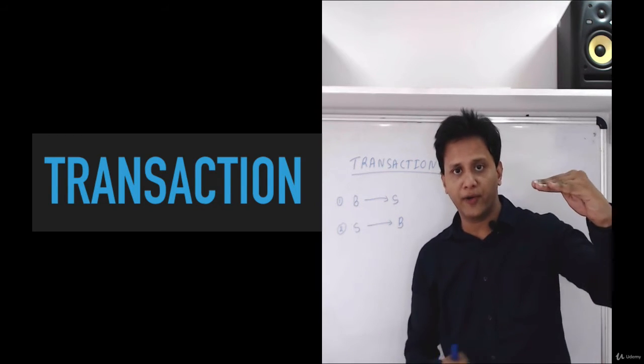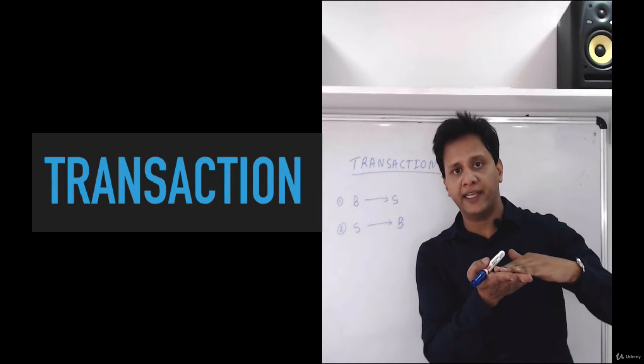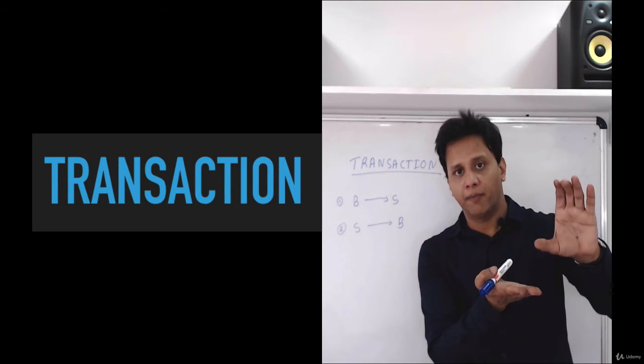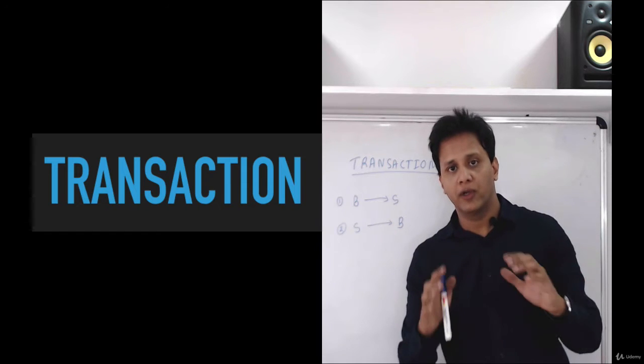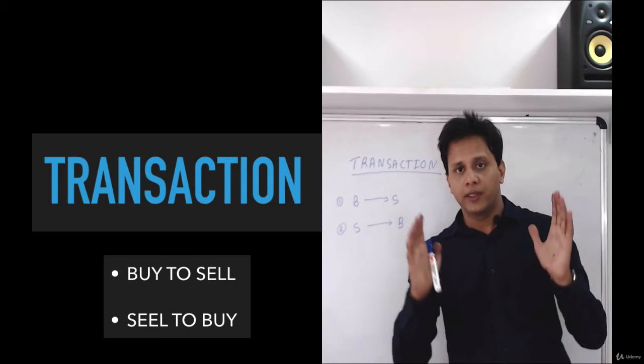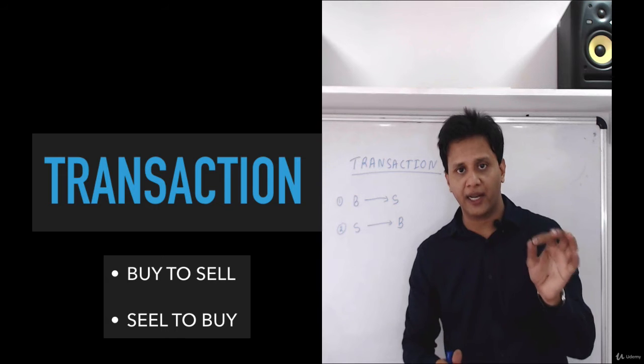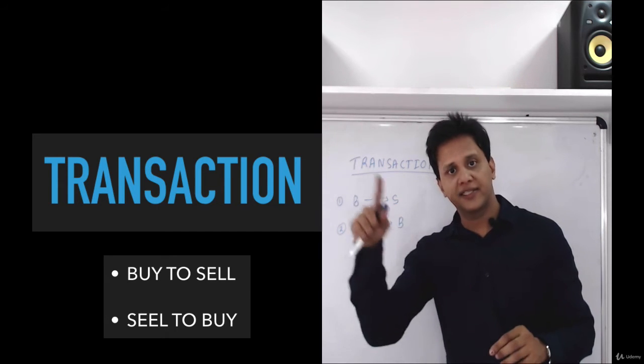If you bought at 100 and you sold at 90, again the transaction is completed, but in this case you made a loss of 10 rupees. So this is how the transaction works. A transaction is buy to sell and sell to buy.